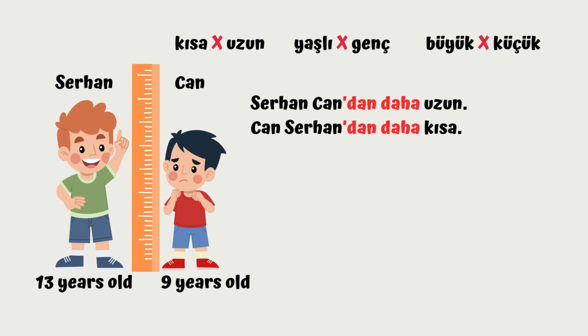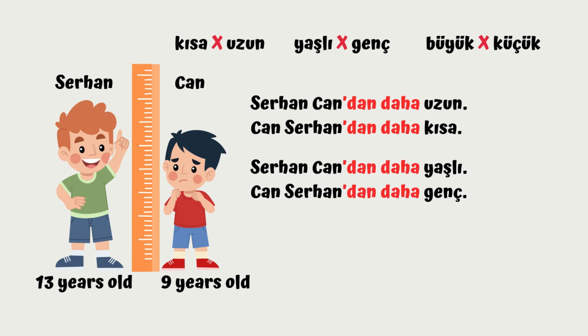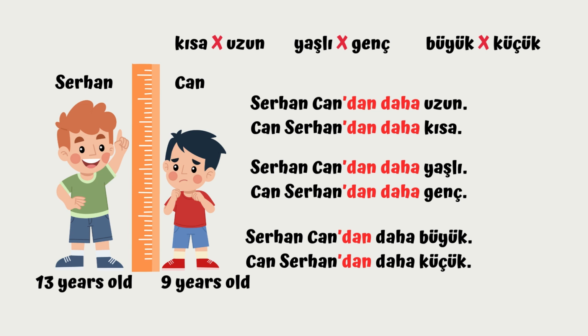Okay, let's use yaşlı and genç. Okay, Serhan Can'dan daha yaşlı. Can Serhan'dan daha genç. Okay, in this context, to use yaşlı and genç is a bit awkward because they are close in age and they are quite young. In Turkey, we use büyük and küçük when we're comparing the ages. So, Serhan Can'dan daha büyük or Can Serhan'dan daha küçük is much better use, most natural use.